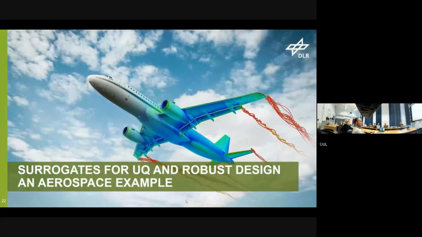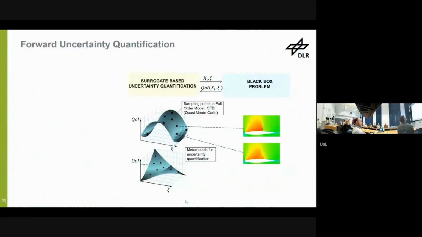All right. So that's the official title here, Surrogates for UQ and Robust Design, an aerospace example. In the end, it's going to be 2 examples, one for forward propagation and one for robust design. So when I speak about forward uncertainty quantification, pretty much if we wrap everything we have seen on the surrogate in one nice representative plot, this is what you get.